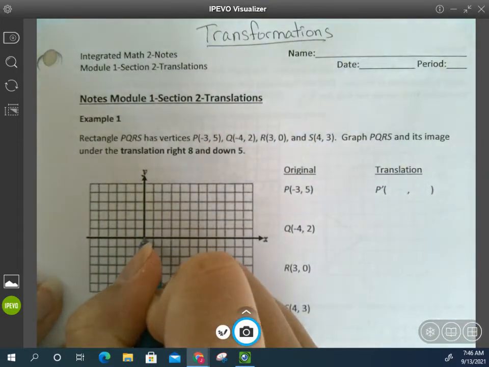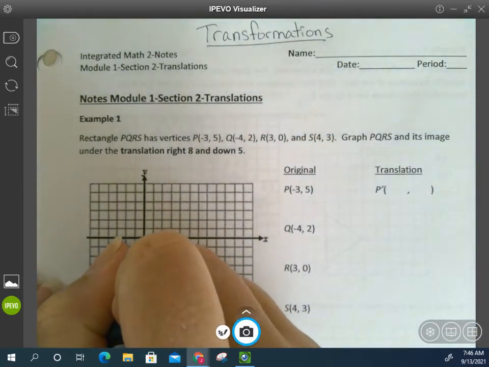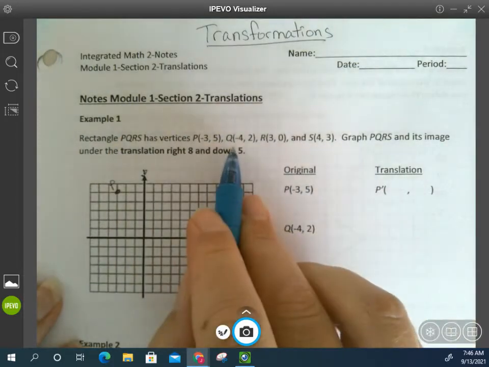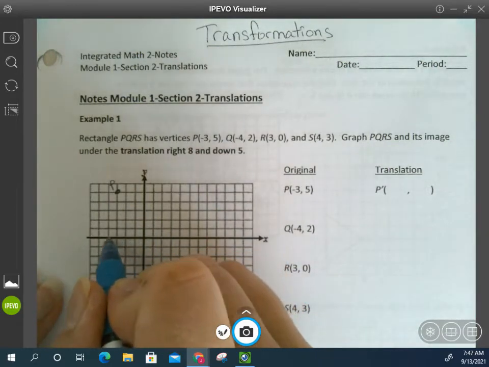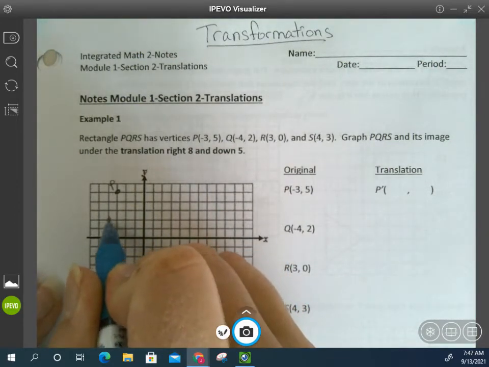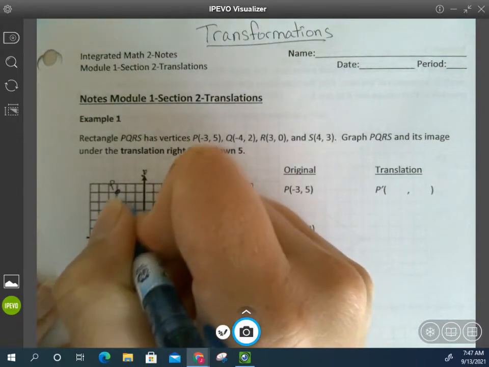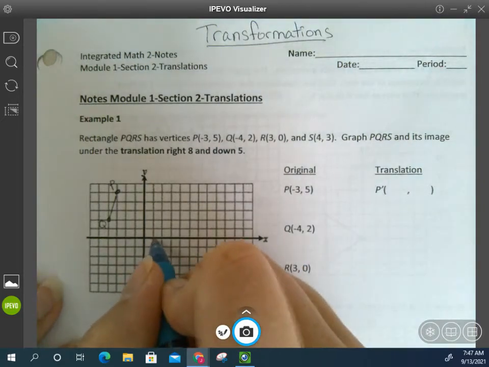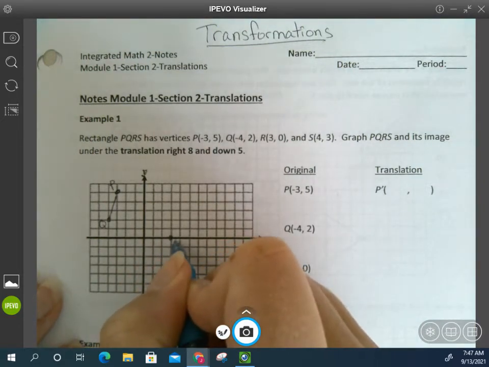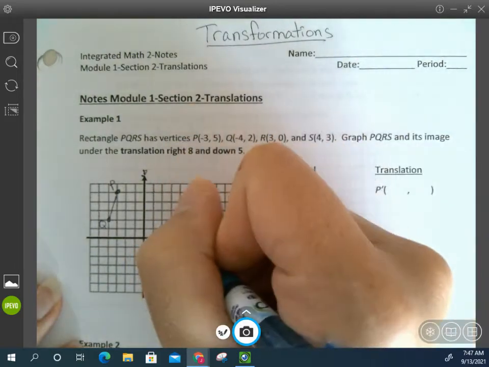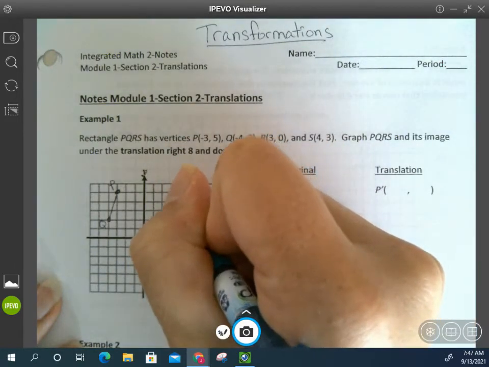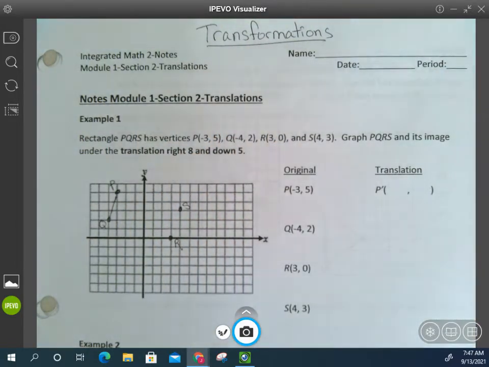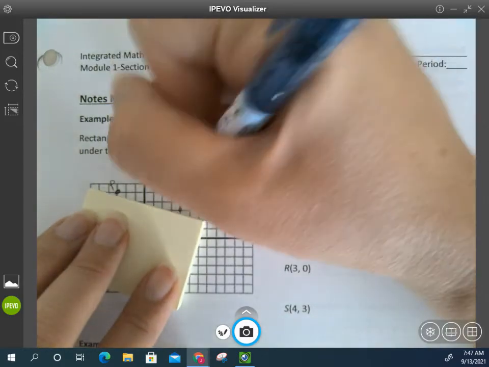So starting at the origin, P is -3 and then +5. So make sure you do your X and your Y. Q, -4, +2. And then make sure you attach these together. All right, R, 3, 0, 1, 2, 3, 0. That is R, and S, 4. Now, it did say it was a rectangle, so we're going to get a nice rectangular shape, not something all over the place.